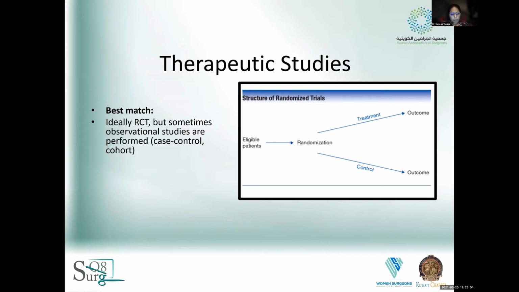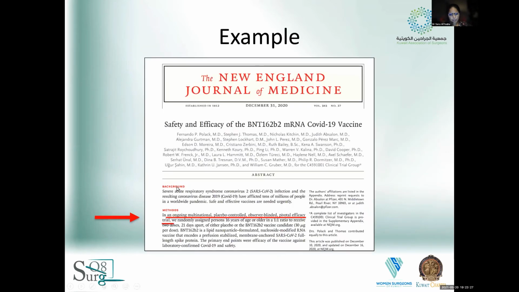So the first category we talked about was therapeutic studies, and obviously the best match for those are RCTs. Very often you'll find that people do observational studies for these, such as case control, and the most common thing I've seen is retrospective cohorts, which is fine, but it's not the ideal study design, and we'll talk about why later. So this is an example.